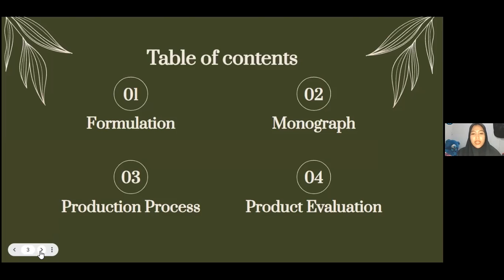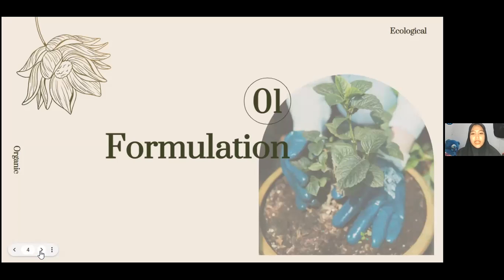The content is first, formulation, second is monograph, third is production process, and the last is production evaluation. The next is formulation.